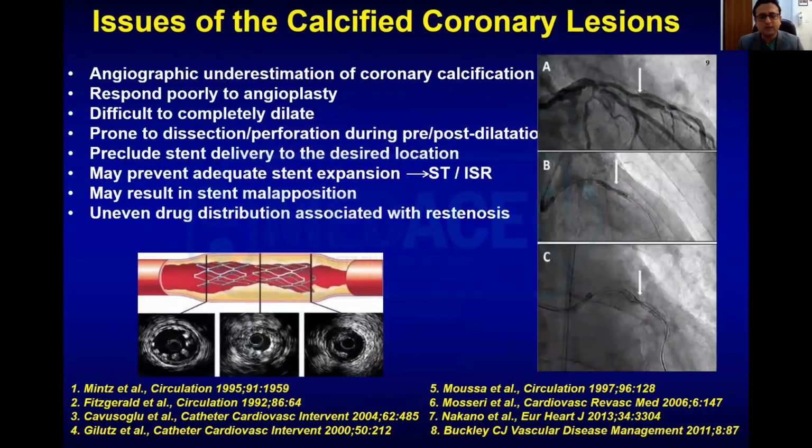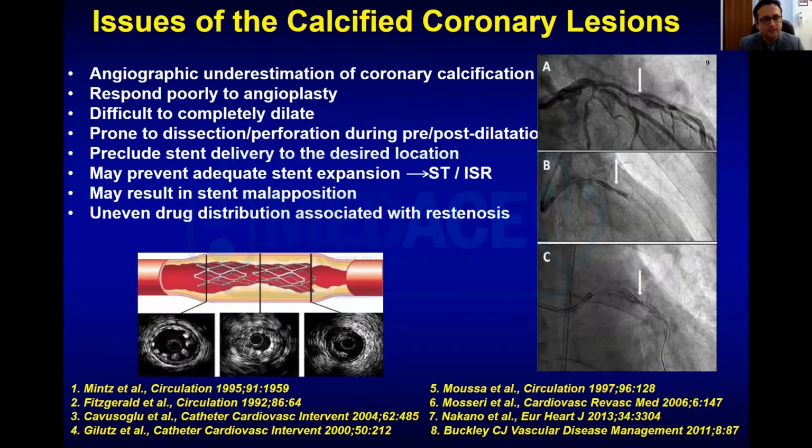So what are the issues we see with calcium in our lesions? And I think the way Professor Nauman Naseer has sent the introductory emails and everything, calcium is kind of the Achilles heel of intervention for all of us. And we all know, especially with the amazingly experienced panelists that I have, that we always underestimate coronary calcium angiographically.